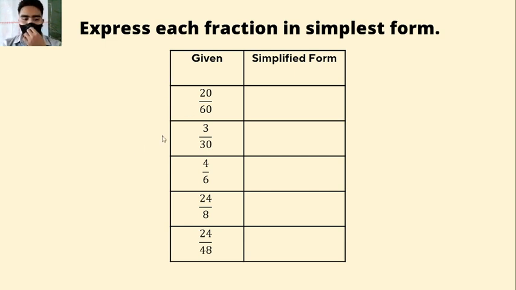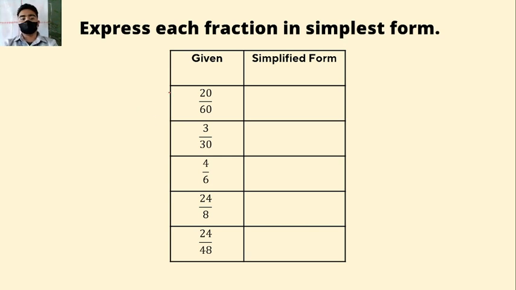So the first given, we do have 20 over 60. Now, with this fraction, what do you think is the simplified form or the lowest term? How are we going to get the lowest term? We're going to get the GCF, or the greatest common factor, of both numerator and denominator. So if you found the greatest common factor, that's the time that you can cancel. What is the greatest common factor between 20 and 60?